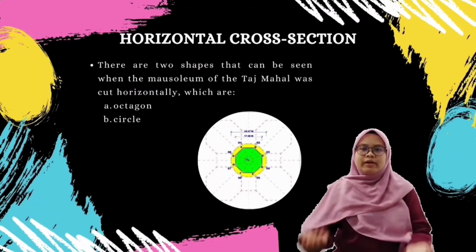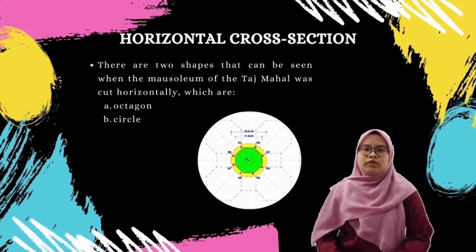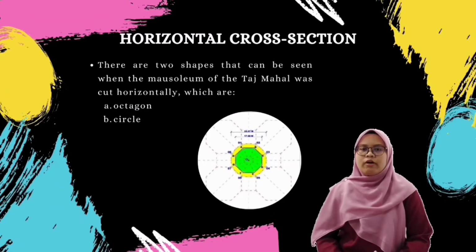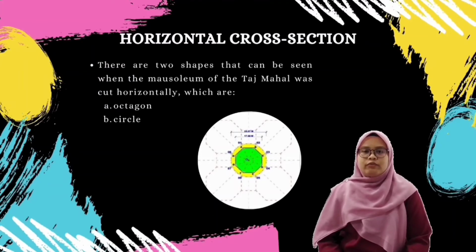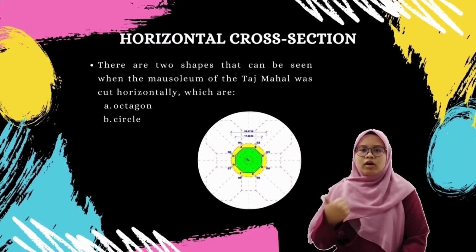Firstly, I will explain about horizontal cross-section. By referring to the pictures in this video, this is a mausoleum of the Taj Mahal building. After we cross horizontally, we will get 2 shapes, which are octagon and circle.